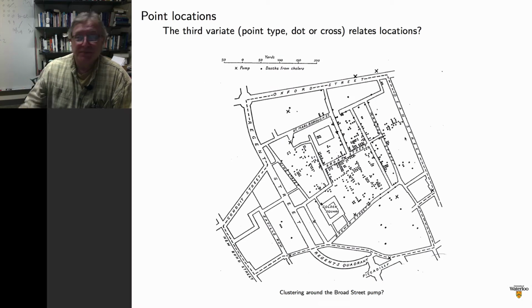So this third variant, what we've done by changing the point symbol, either a dot or a cross, so we've added a third variant, just a categorical variant. It's either a well or a death. And that's allowing us to make relationships between the spatial locations and this third variant. Again, noticing the concentration at Broad Street.